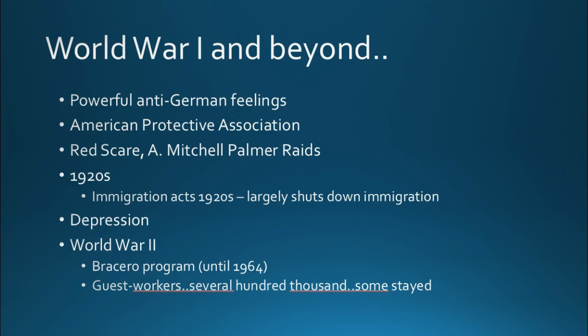The Immigration Acts of the 1920s started to shut down immigration because Americans were becoming more and more fearful of having these immigrants around. You're beginning to hear not "we need the immigrants here to work," but "we have to shut down immigration because they're going to start competing for jobs with us."